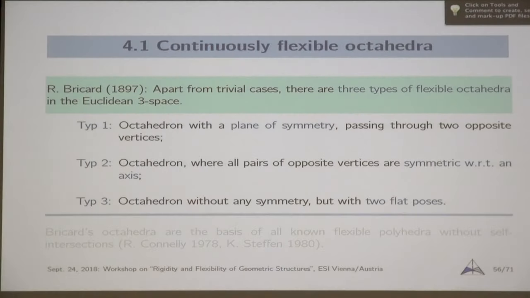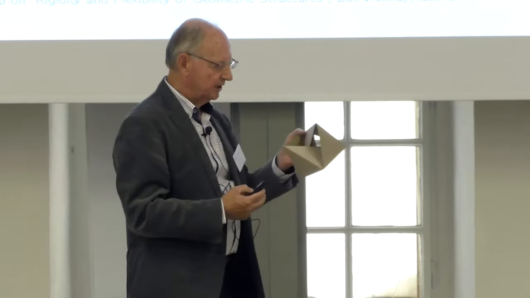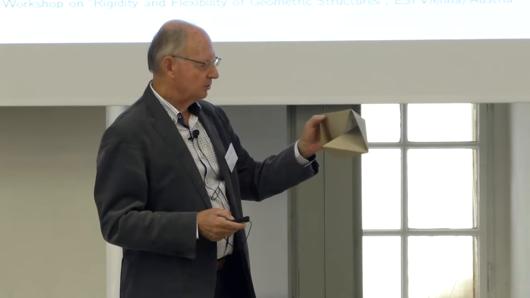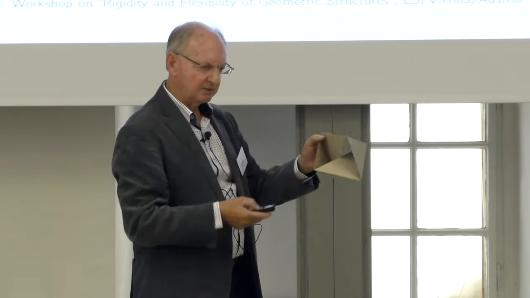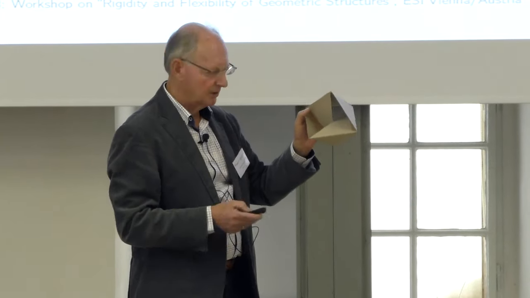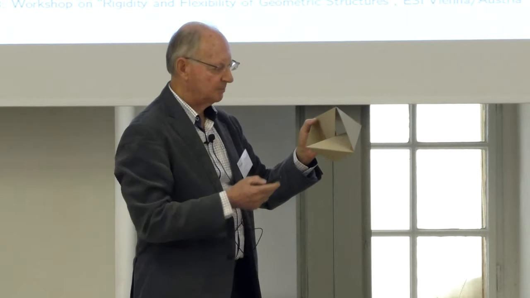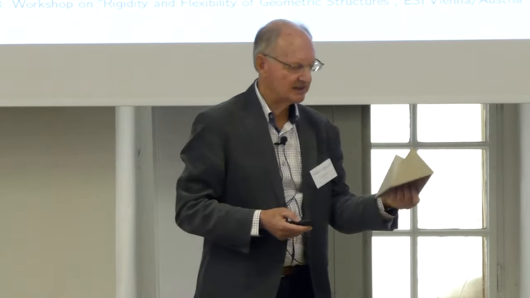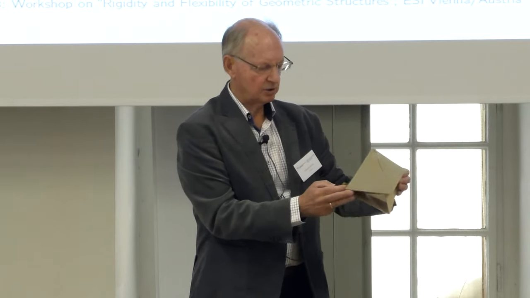So there are, as I told before, due to this result of Bricard, continuously flexible octahedra. But they have self-intersection. Nevertheless, there are examples. But you have to look carefully at two triangular faces. In total, we have 8 faces. This shows 6 faces only. 2 triangles are omitted because of the self-intersection. And then it's flexible, and it shows even 2 flat poses.